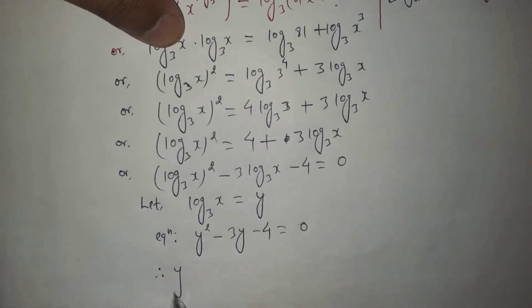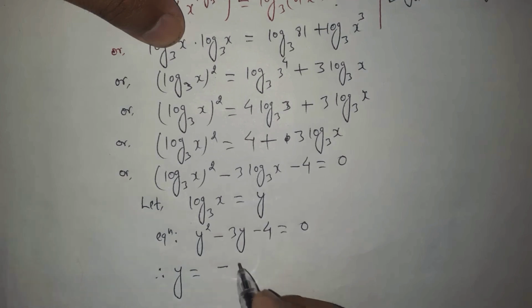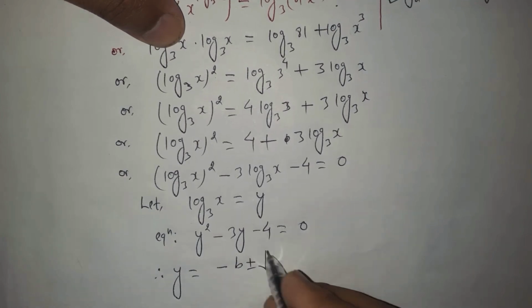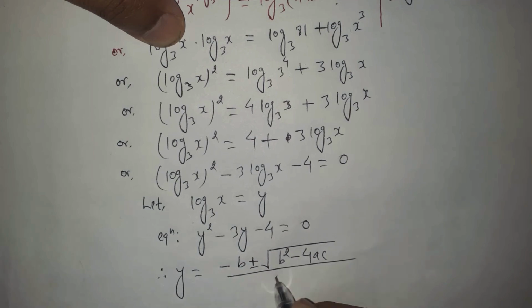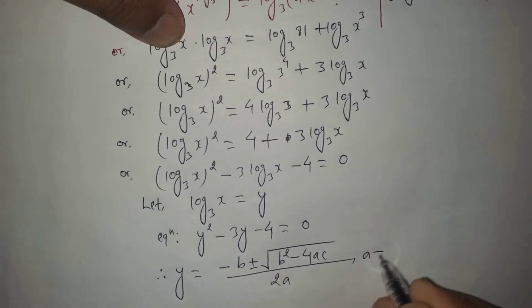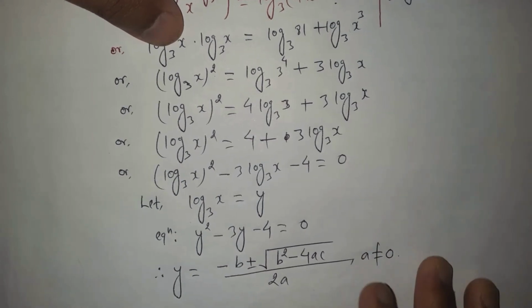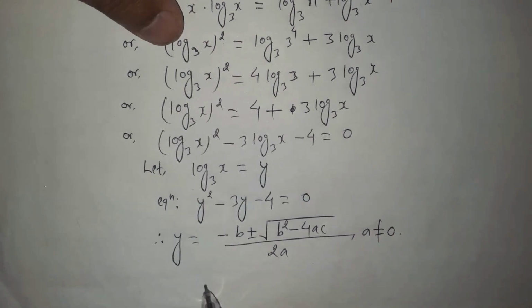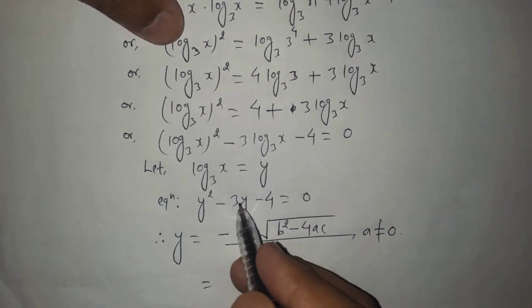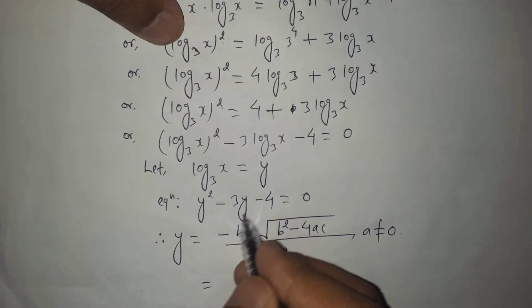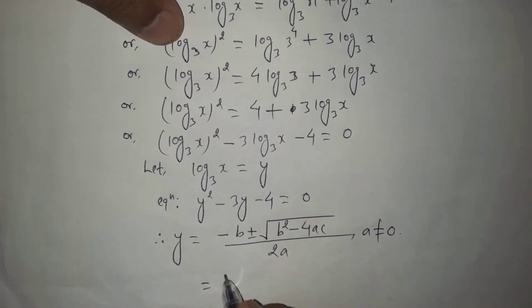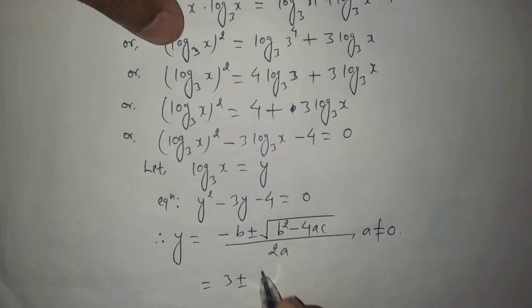Then the value of y will be, let me write the formula first. Negative b plus or minus the square root of b squared minus 4ac, over 2a. It is valid only when the value of a is not equal to 0. Now using this formula, b means the coefficient of the variable. Here negative b is the negative of the coefficient of the variable y, so this is negative 3 and this will be positive 3 plus or minus.